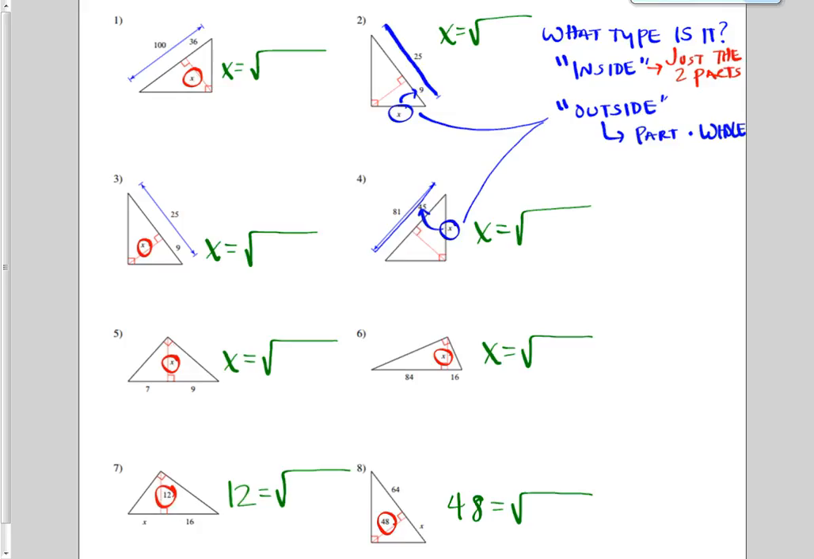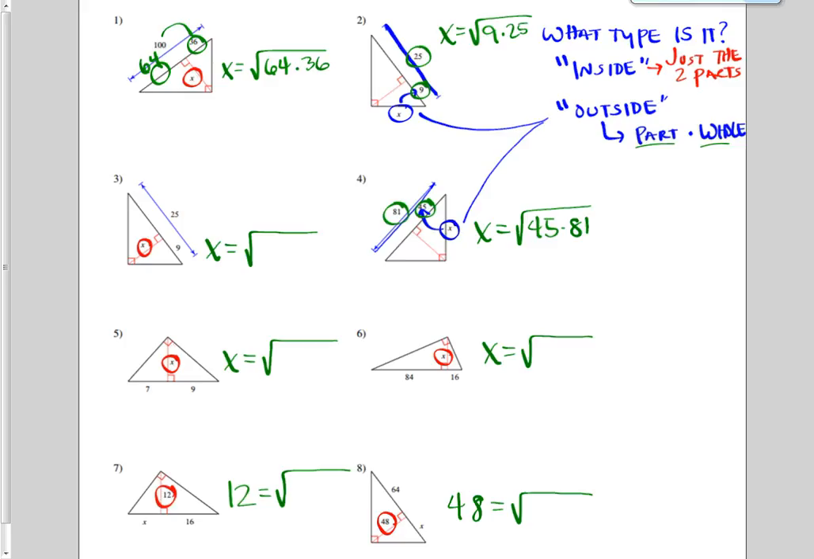So it's outside, it's part times the whole. That's what we were just talking about: part times the whole. 9 times 25, right here, the part times the whole. 45 times 81. Now, if it's the inside ones, it's going to be the part times the part. So there's two parts of the hypotenuse, and I'm going to divide them up. In this case, I'd have to figure out 100 minus 36 is 64. So this would be 64 times 36.